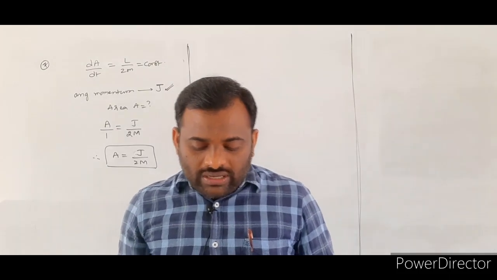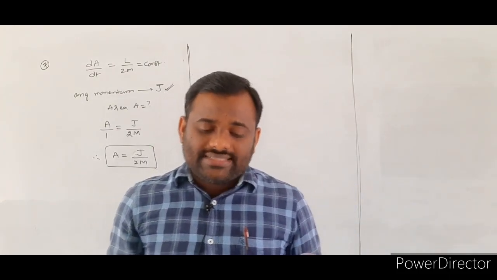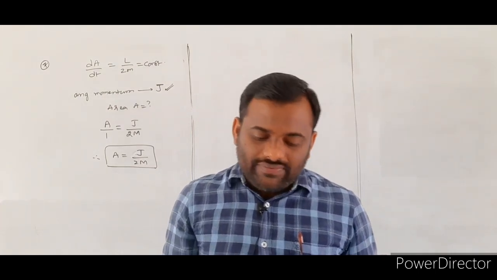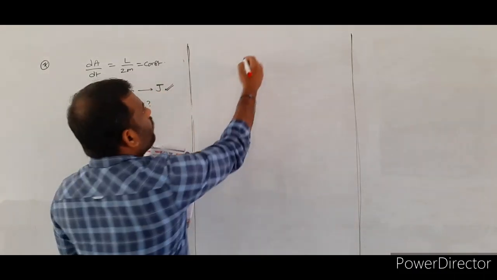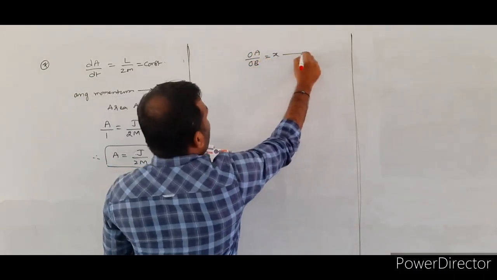Next, problem number 8. The earth is revolving around the sun in an elliptical orbit. If there is a small printing mistake, so that if OA by OB, OA by OB.